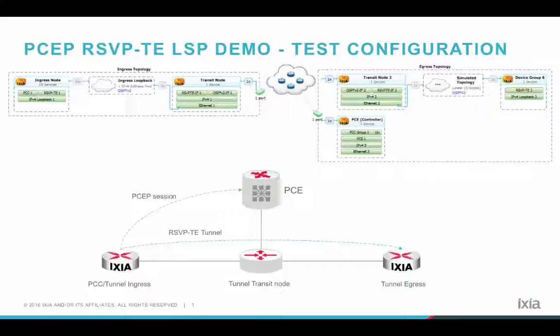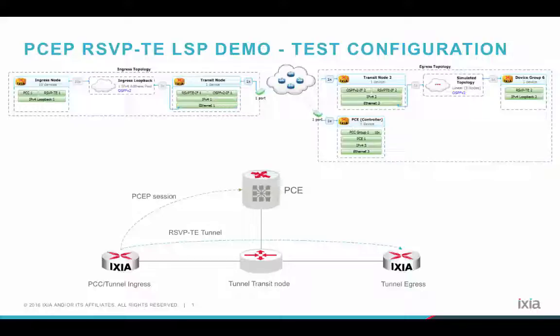So the DUT will be the PCE, and then we have IxNetwork emulating both the RSVP-TE tunnel ingress and egress. Both IxNetwork ports connect through the DUT, acting as another transit node, which connects to the PCE. So both IxNetwork ports will have reachability to the PCE through the transit node. And on the Ingress side, we also have a PCC component running and establishing a PCEP session with the controller through the transit node. The top here shows the NGPF scenario view for this demo configuration.